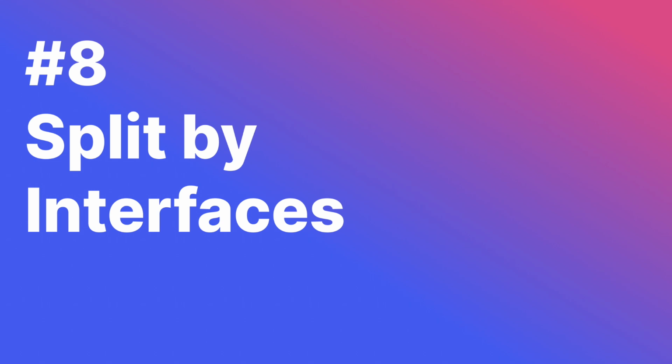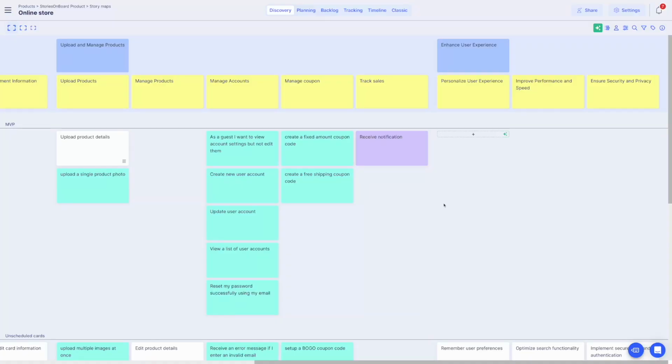Split by interfaces. Similarly to the main path technique, splitting the story based on different interfaces helps you to focus on the most valuable user journey. The original story is, as a user, I want to receive notifications. The story can be split into, as a web user, I want to receive notifications in my browser. As a mobile app user, I want to receive push notifications. As a user with email notifications enabled, I want to receive notifications via email.